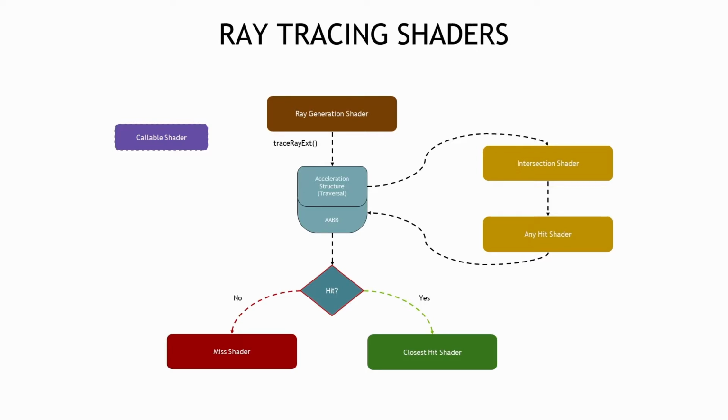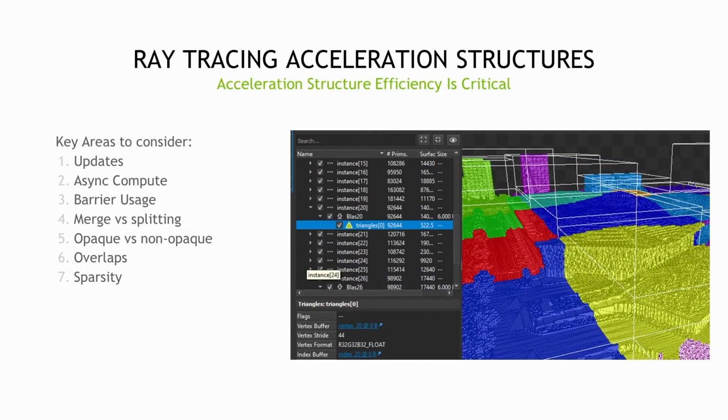There's also a new shader type known as callable shaders that acts like a subroutine, allowing you to dynamically execute a shader from within another shader. This helps to cut down on the number of shader permutations needed and reduces the need for uber shaders and excessive conditional branching.